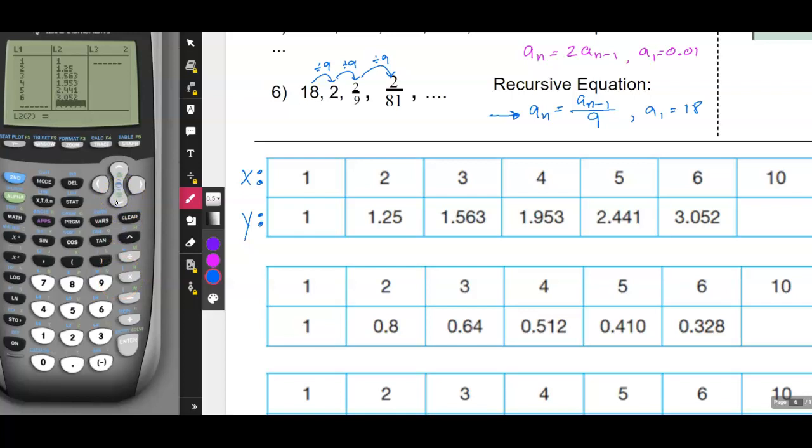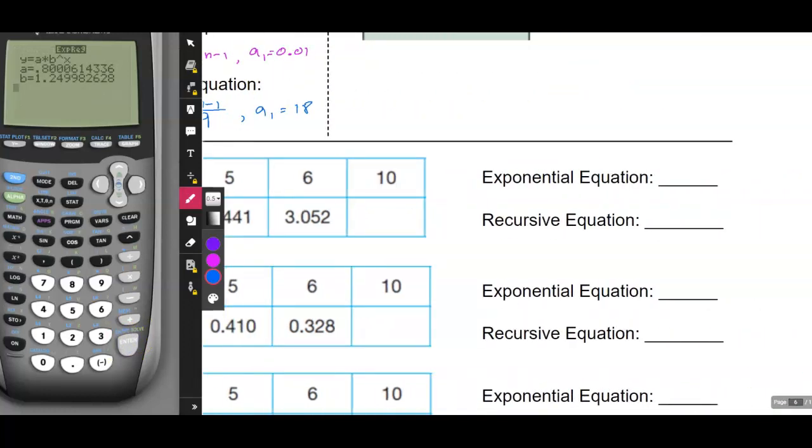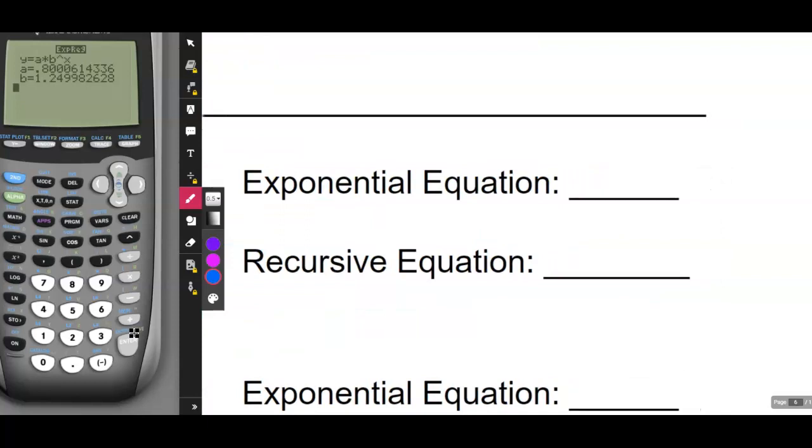From here, what do we hit? Sorry. Stat, and then we go to Calc. Stat, Calc, 0. Enter, enter, enter, enter, enter. And this is what you get. So my exponential equation is what? What do I write down?